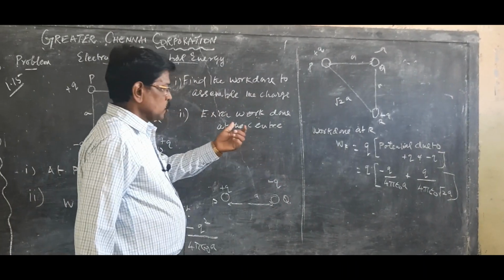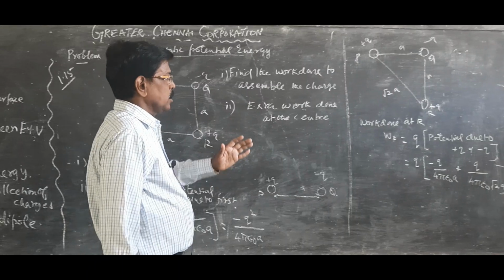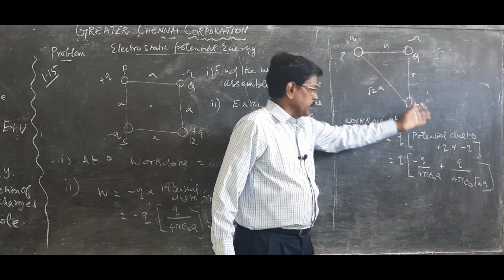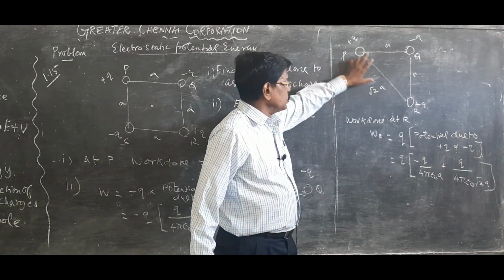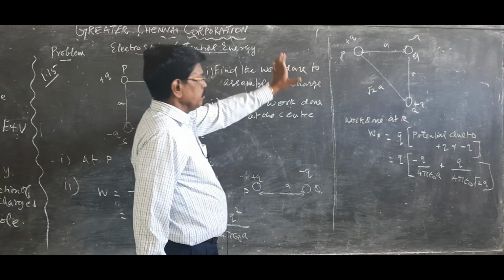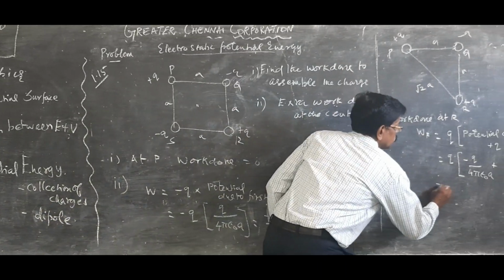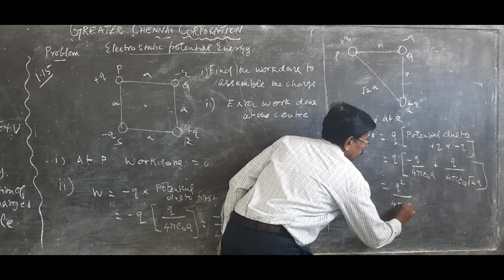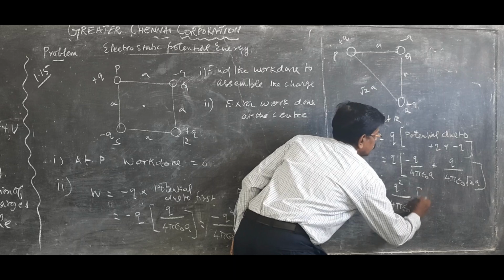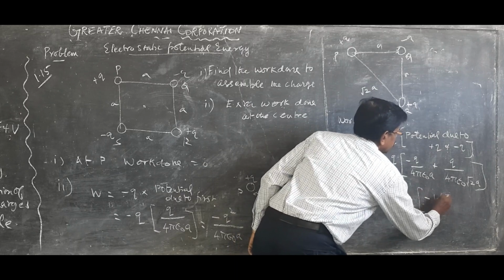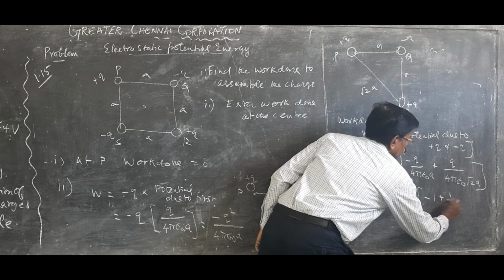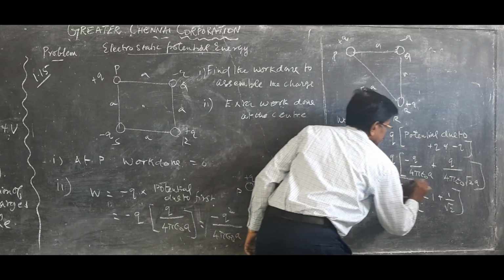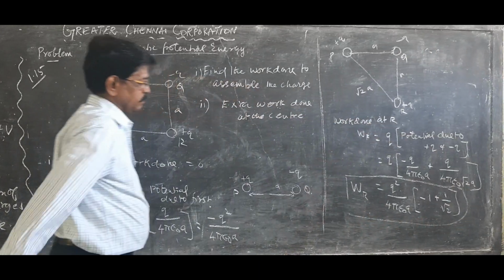Is it clear? So Q times the potential due to both the charges: the potential due to this minus Q, and I have written here the potential due to plus Q, with the distance found using the Pythagoras theorem. Now, you take Q outside: Q into Q square by 4 pi epsilon naught A, times minus 1 plus 1 by root 2. This is the work done in placing the third charge at the point R.